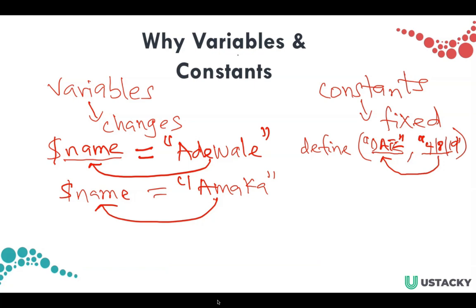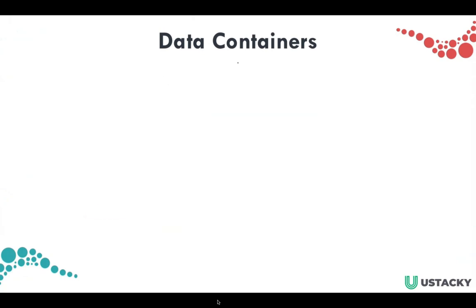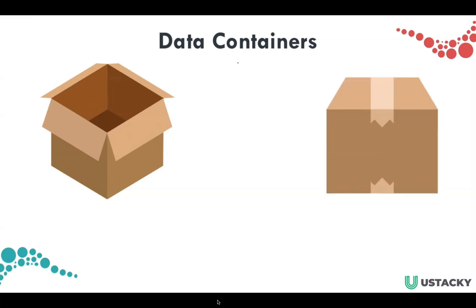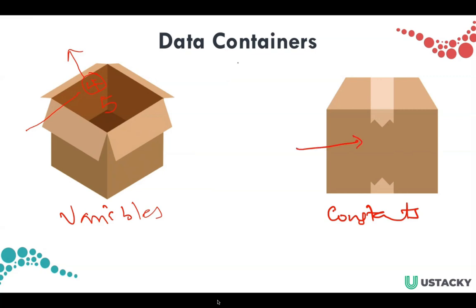Now let us visualize variables and constants using boxes. Here we have two boxes. We have an open box and a closed box. The open box represents variables, and this represents constants. For the open box, you can easily put a value here, maybe a data of value 4, and later in the future, you can remove this value and assign another value 5, because this container is open. This container is a variable. In the case of a constant, once a value has been attached to it, maybe like 10, there is no way you can remove this value, and there is no way you can append any other value to it again.